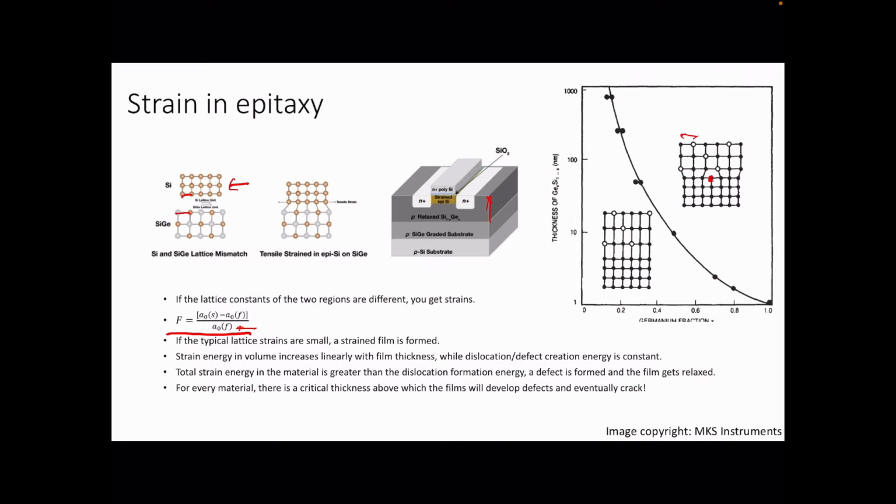So here I have plotted, or people have plotted, the maximum thickness that you can grow without nucleating defects for various germanium fractions in silicon. So this is the fraction of germanium in silicon, which is Si1-x Gex. As I increase the germanium fraction, you can clearly see the maximum thickness that I can grow drops down significantly. And if x is 0, you can theoretically grow infinite thickness of silicon on top of silicon germanium.